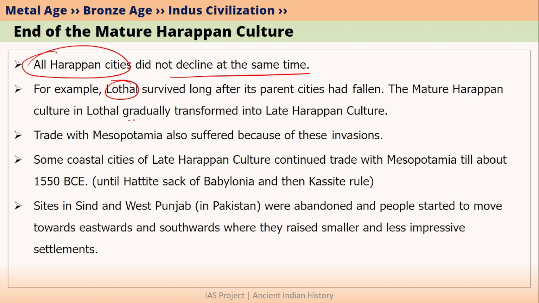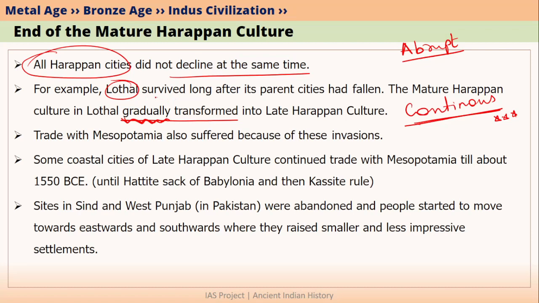In Lothal, there was basically a gradual transformation from mature Harappan phase to late Harappan phase. So we can say that in Lothal, the transformation was continuous. This is an important word because in other cities, the transformation was not continuous. In other cities, it was basically an abrupt transformation. But in the case of Lothal, it was a gradual transformation and we can say the culture was continuous.